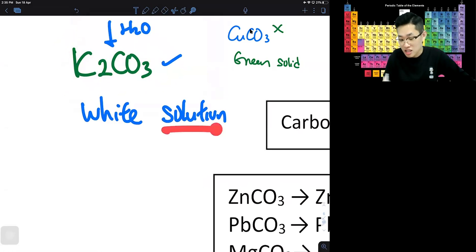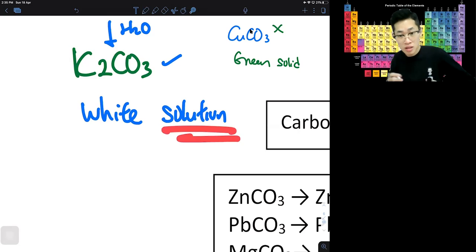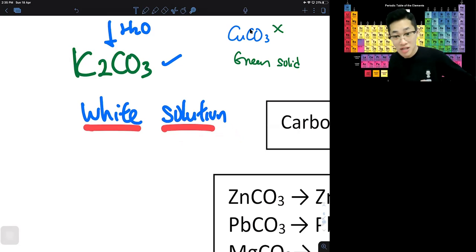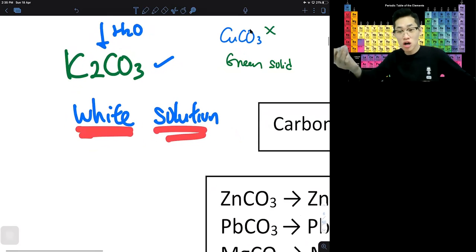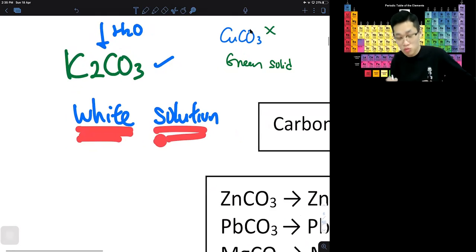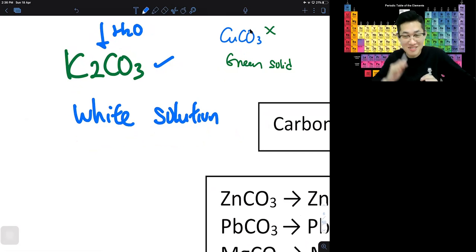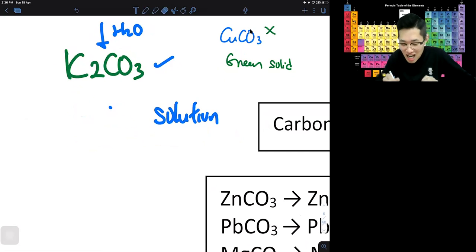Okay, if it is soluble, then it can form a solution. White salt and then white solution, no? Just now, if blue salt, blue solution; white salt, white solution, no? Correct, right? Wrong. The answer is colorless.